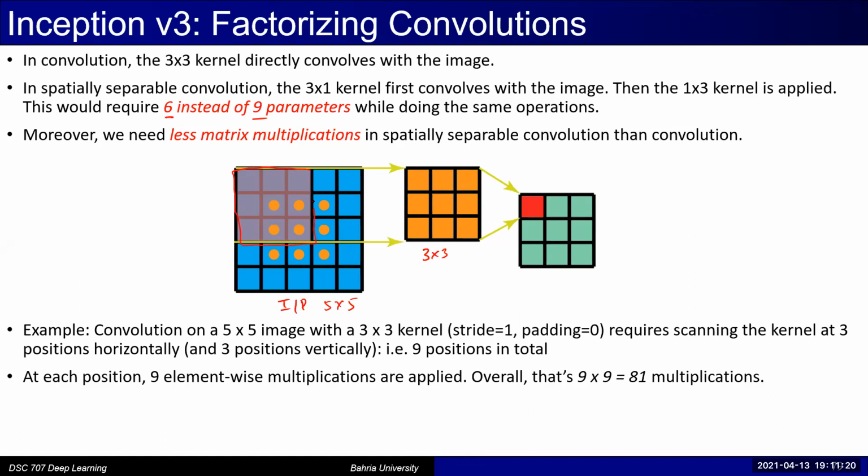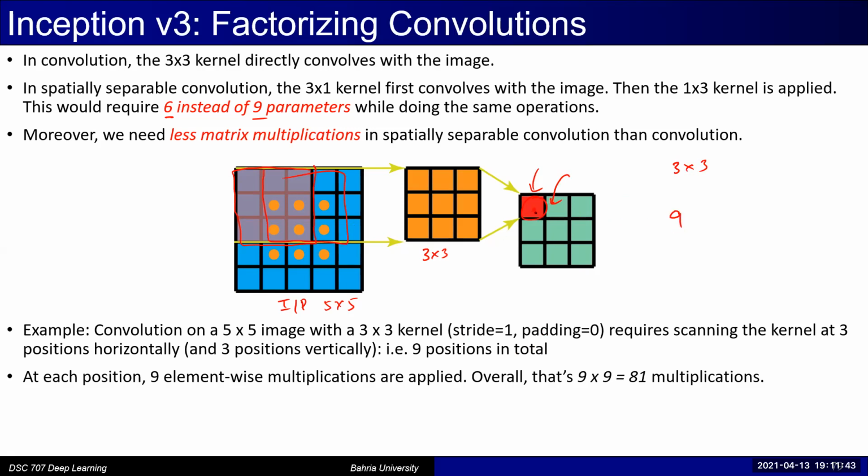Okay, and I have 9 multiplications, I get this value, the first value. Then I move my filter 1 position to the right, and I have again 9 multiplications, so I get the second value and so on, right? Since we are not doing any padding, the output is actually 3 by 3. So in order to compute one value, we have 9 multiplications.